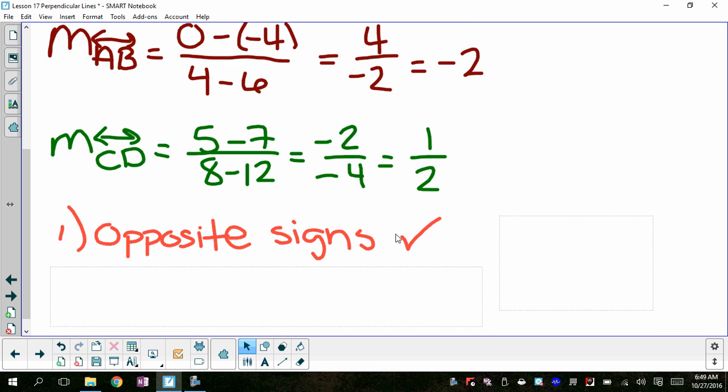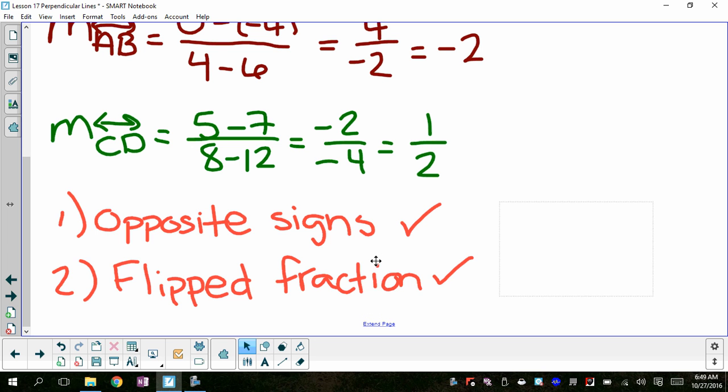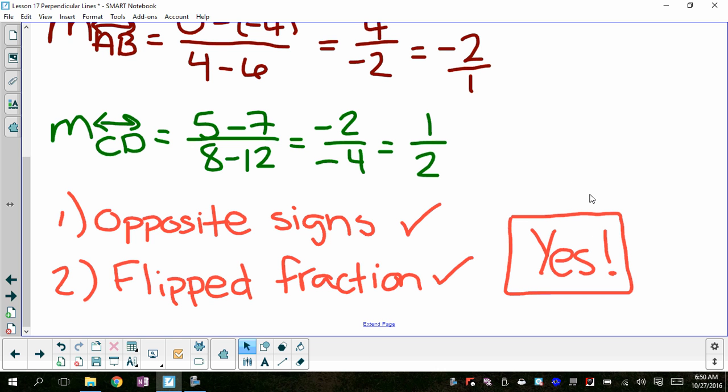Number one, do they have opposite signs? Yes, they do. The slope of AB is negative, the slope of CD is positive. So number one is good. We need to see if they're flipped fractions. They are flipped fractions because if we look here at the slope of AB, -2 is the same as -2 over 1. So 2 over 1 and 1 over 2, they are the opposite. They're flipped fractions. They're reciprocals. So these two lines are perpendicular. That means if we were to graph AB and CD, they would intersect and they would form four right angles.